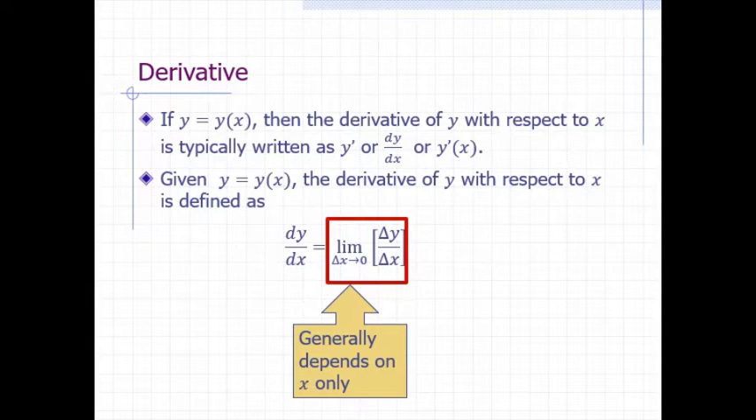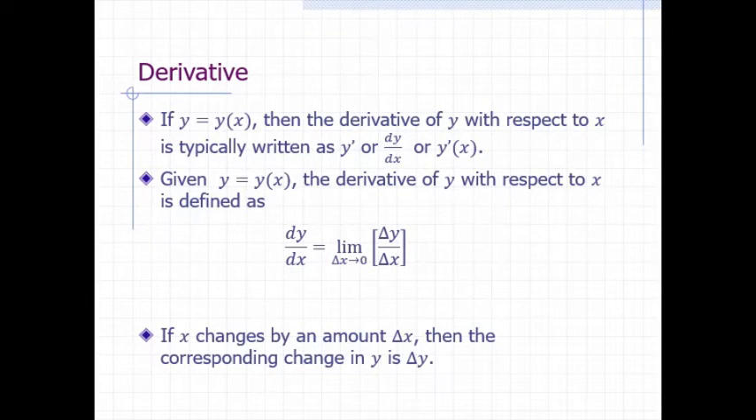What do delta x and delta y mean in the expression we have here? Delta x means a change in the value of x. If x changes by an amount equal to delta x, then the corresponding change in the value of y is delta y. What do we mean by the limit as delta x approaches 0? It means what the expression becomes as delta x becomes very, very small. We can think of the dx in dy over dx as a very small delta x. It is often described as an infinitesimally small change in x.